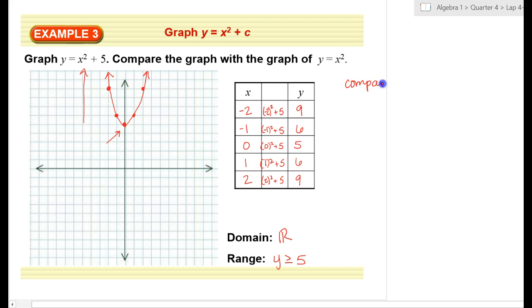When I compare it, there was no reflection, it's still facing up, and there was no stretch or shrink, and you can tell because my a value is 1, but there was a shift. There was a vertical shift up 5. It's important that you include the word vertical and that you tell me whether it went up or down. So a vertical shift up 5.